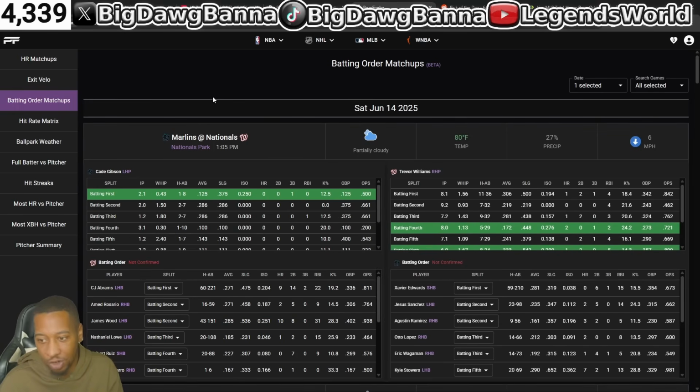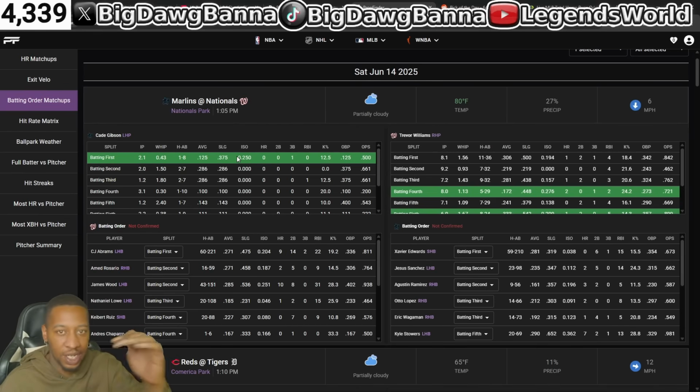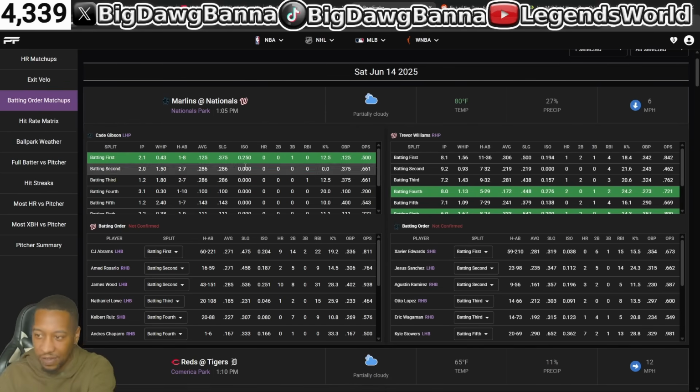If you've been in the stream, you know this is a new way they've added to identify a pitcher's weakness. You can see the pitcher, the splits, anywhere it's green. What they did was isolate anybody with a .250 ISO who gives up a lot of power to any part of the nine-man batting order. When you see it, it'll highlight. Like Cade Gibson, he has a weakness to the first batter where he gives up that .250 ISO. And you can see everything else, and identify different people.